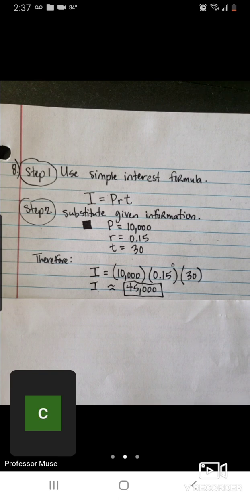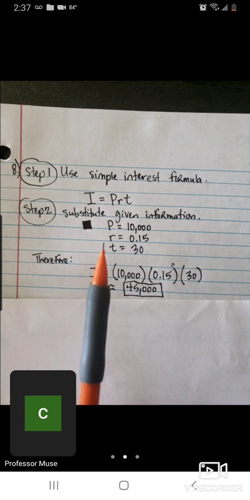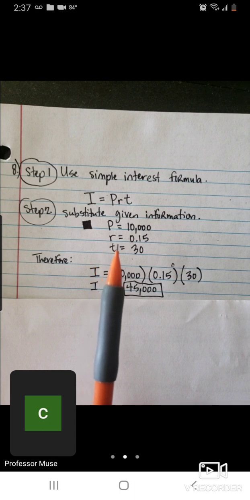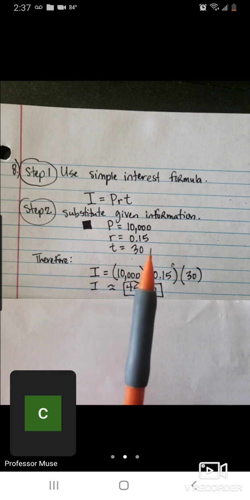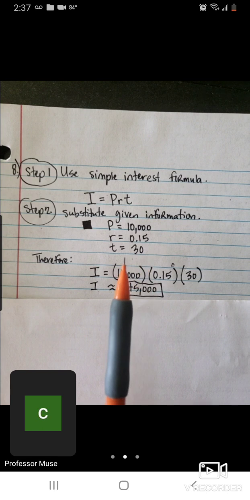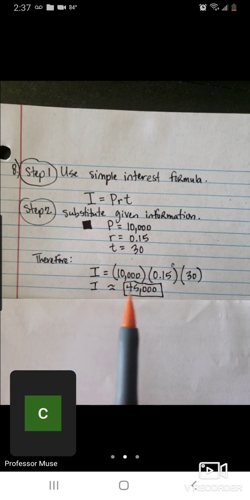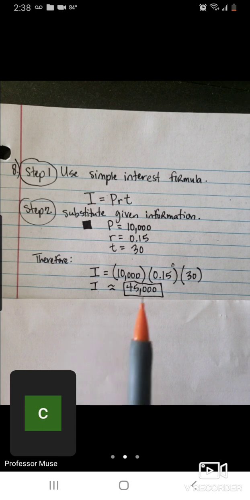You're going to use the simple interest formula, I equals PRT. In step 2, you're going to simply substitute the given information. Principal value is 10,000. You have a rate of 15%, we change it to a decimal, which is 0.15. Our time in years is 30 years. Once we plug all of that into our formula, we multiply going straight across. Our simple interest earned would be $45,000.